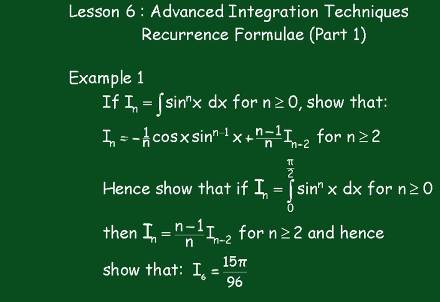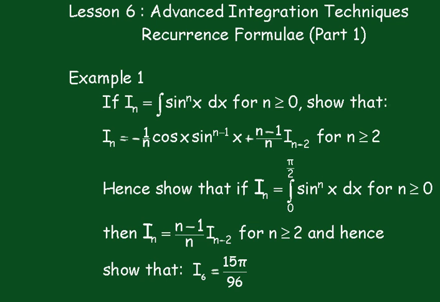Lesson 6, Advanced Integration Techniques, Recurrence Formulae, Part 1. Example 1. If I_n equals the integral of sin x to the power n dx for n greater than or equal to 0, show that I_n equals minus 1 on n cos x sin x to the power n minus 1 plus n minus 1 over n I_{n-2} for n greater than or equal to 2.